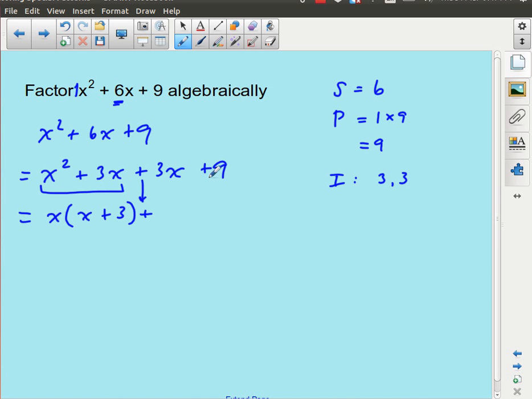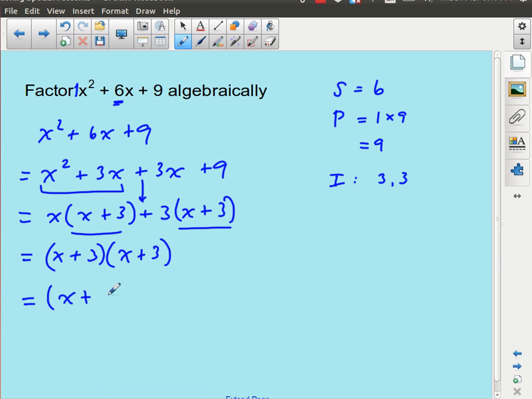The numbers 3 and 9 have a 3 in common. There's nothing to do with the variables because there's only a 1 here. There's no x's. And so 3x divided by 3 is x. Positive 9 divided by positive 3 is positive 3. And you can see we have the same factor here in the brackets. So I'm going to factor that out, x plus 3. And then what's left behind is an x plus 3. And again, x plus 3 all squared.